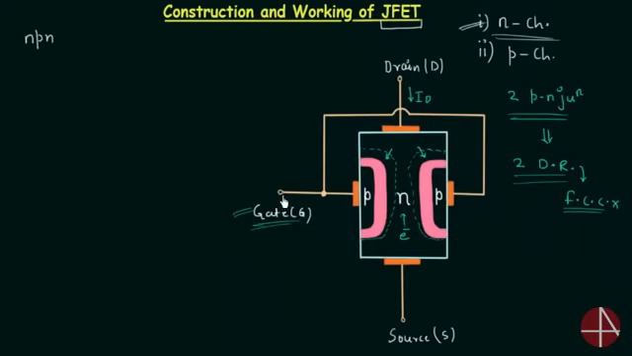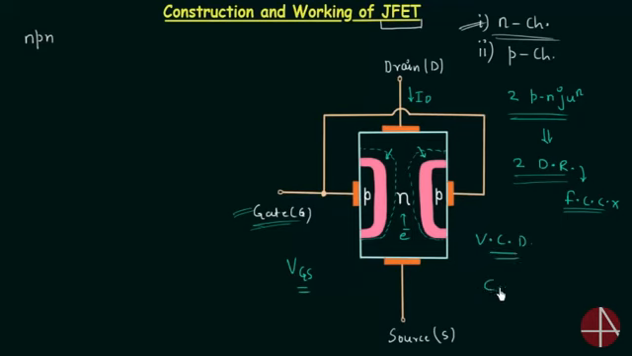The potential difference between the gate terminal and the source terminal will control the width of the depletion region, and this potential difference VGS will now control the output current ID. So we call this device a voltage controlled device.